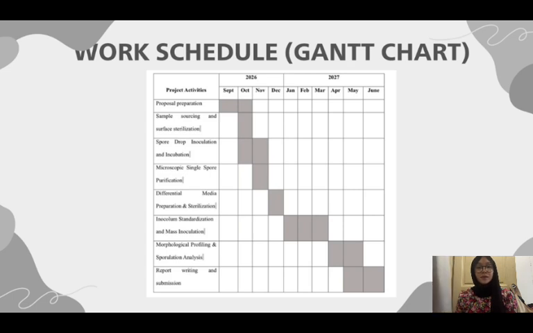As shown in my Gantt chart, the timeline spans from proposal preparation in late 2026, progressing throughout active laboratory isolation, inoculation, and profiling across early 2025, and after that, culminating in final report writing and submission by June 2027. So I think this is all from me.